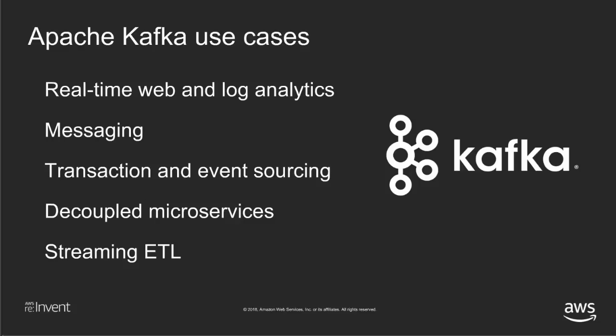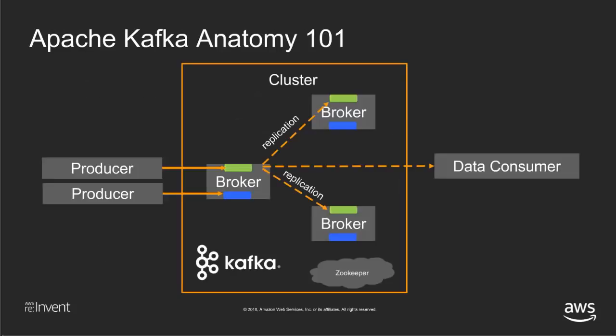And finally, streaming ETL is another very popular use case for Apache Kafka, where customers are ingesting that data and then transforming that data in real time continuously as it is generated, and then delivering that data downstream to another application or a data lake or a data store, rather than waiting for hours to transform that data. They're doing it in real time using applications on top of Apache Kafka.